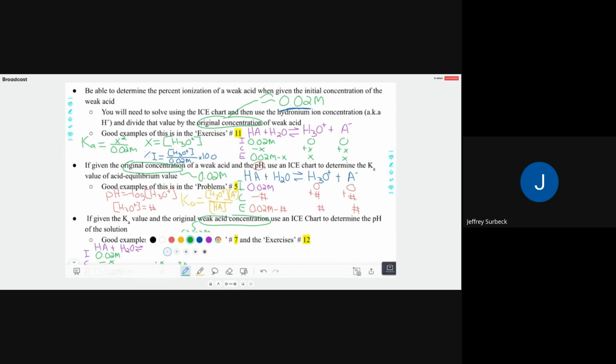One, you're going to plug all of that into our formula. Ka, which will be known, will be given, equals X squared all over whatever that original concentration is. Again, 0.02 is just my hypothetical, what I'm using today. X is going to equal concentration of H3O plus. So your final step in all of this to solve the problem would be to say, all right, to find the pH, we need to put all of that into our pH formula. All right. Questions?